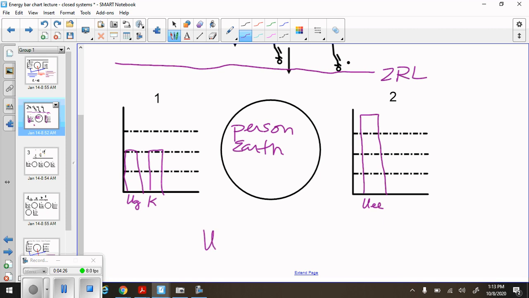And then we just write out all of our initial energies, so gravitational potential plus kinetic equal all of our finals, elastic potential. And there's our equation that we could use. Once we have equations for all these, we can plug things in and solve for this.